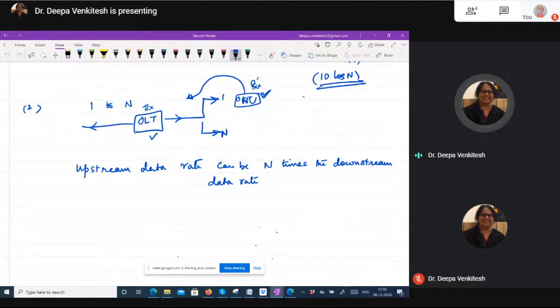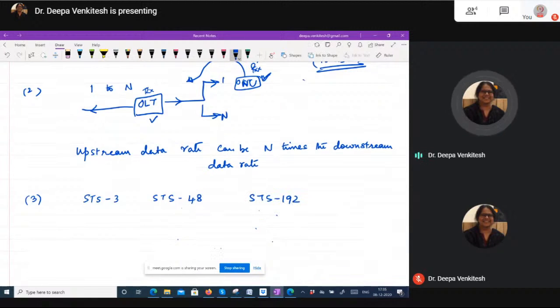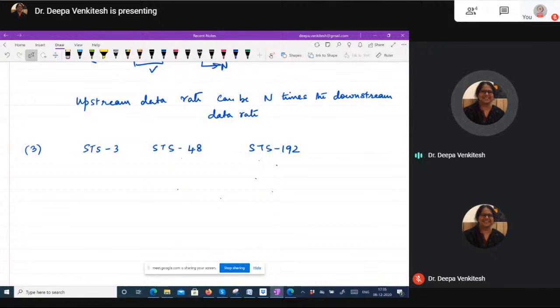Now we move on to the third question. The third question says three SONET systems are available: STS-3, STS-48, and STS-192. Now, we discussed in class in detail what this terminology means. STS-3 is actually 155.52 Mbps. You have to go back.